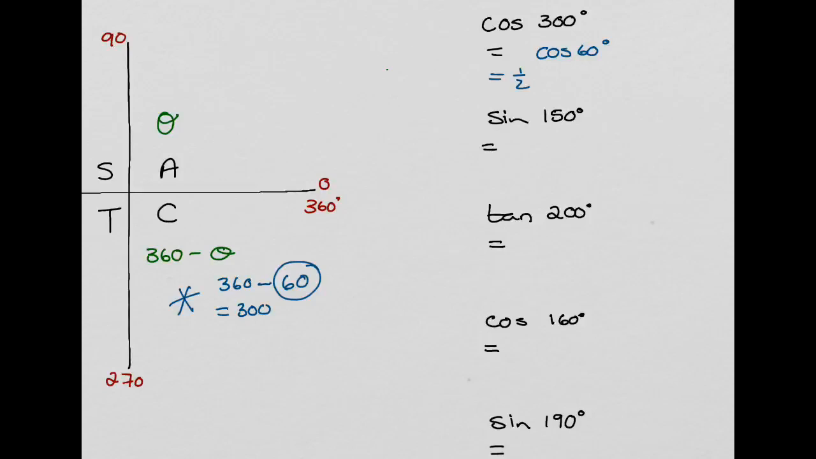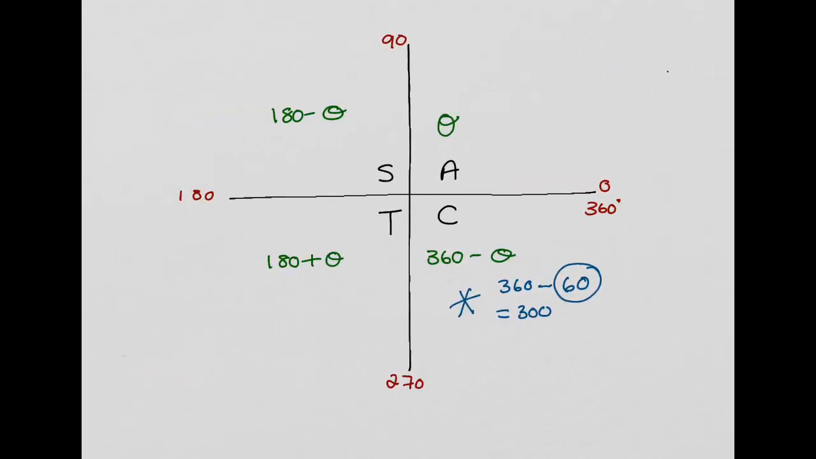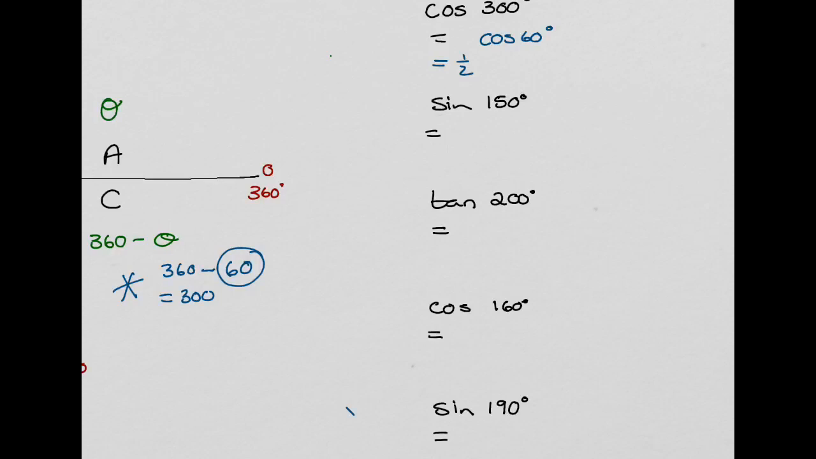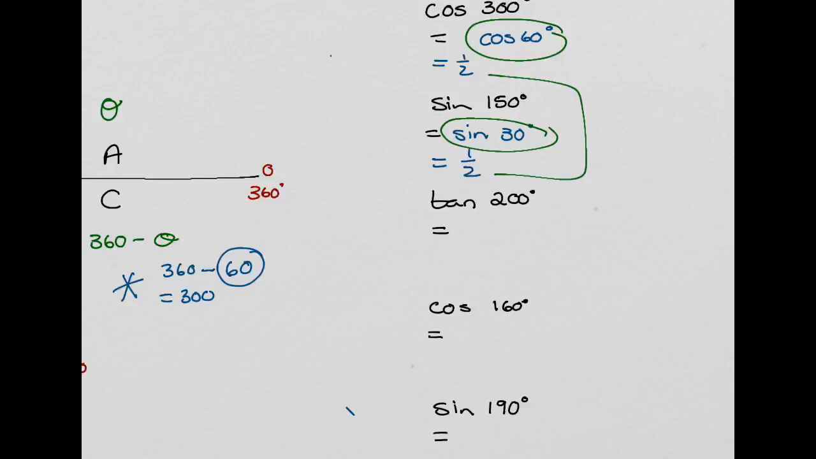Now looking at sine 150. So you ask yourself, where is 150? 150 sits over here between 90 and 180. So you have to say 180 minus what is going to get me 150? And it's going to be minus 30. So, because it's in sine's quadrant, its sine is positive 30 degrees, which is also equal to a half. Now, if you have a look here, based on our co-ratios, cos of 60, sine of 30 is getting us the same answer. That's because 60 and 30 make 90, so they are complementary ratios.